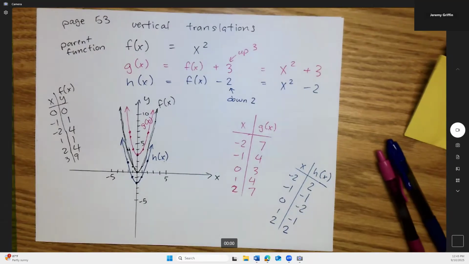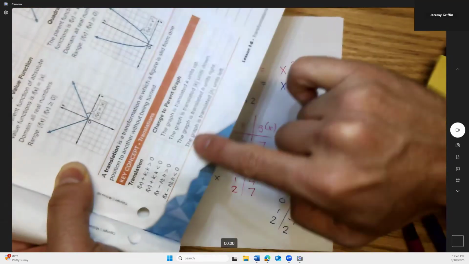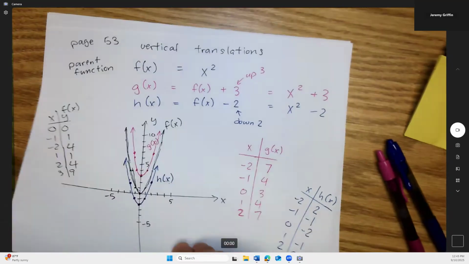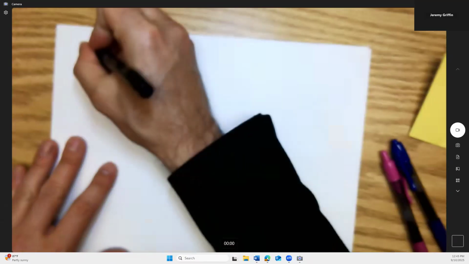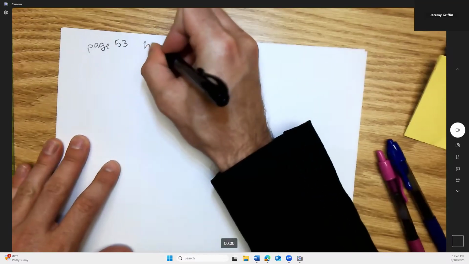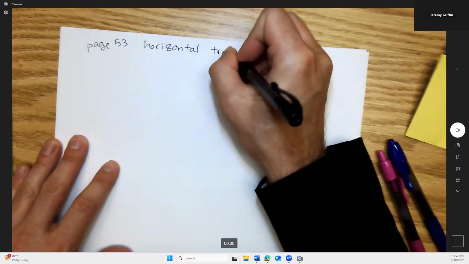Now, let's go into the horizontal translations, which are listed on the same page, right at the bottom here. These are a little trickier to think about. Anything horizontal is usually opposite of your intuition. So we're still on page 53, but now we're switching over to horizontal translations.